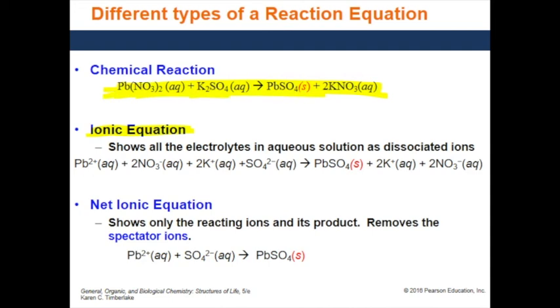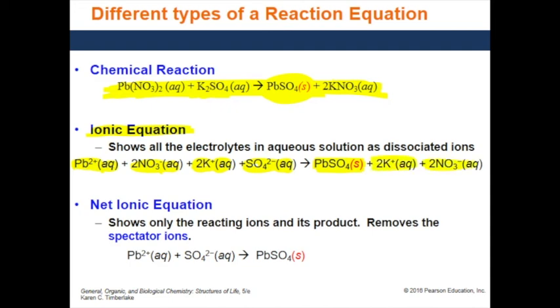Whatever electrolytes are present here, you dissociate those electrolytes. For instance, lead nitrate will give you lead ion and 2 nitrate ions. 1 potassium sulfate will give you 2 potassium, 1 sulfate. So 2 potassium ions, 1 sulfate ion, and all of those are aqueous because they are all ions. Ions are always aqueous. They will react to give us what? Lead sulfate. This is a non-electrolyte because it is solid. It does not dissolve in water. It does not dissociate. So it would be written as PbSO4. Potassium nitrate would give us 2 potassium ions, 2 nitrate ions.